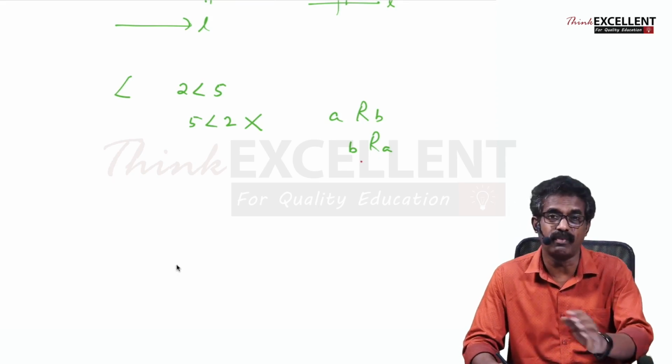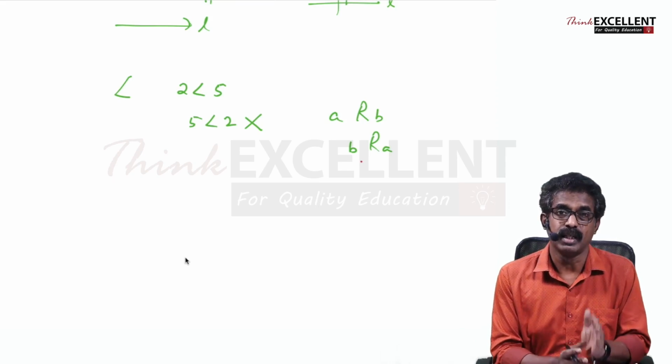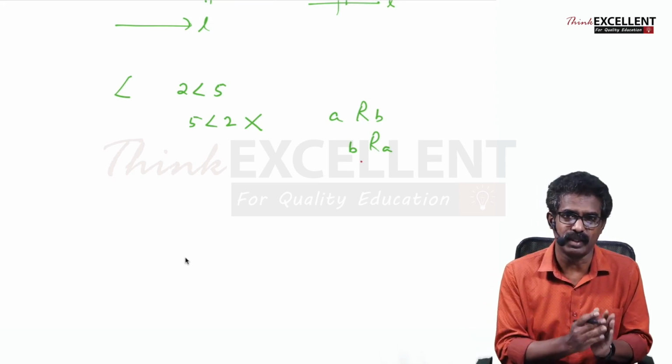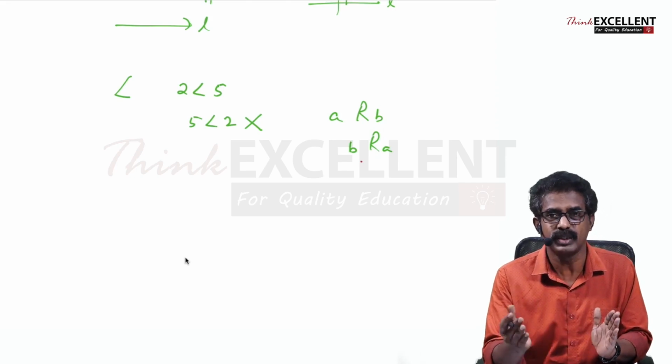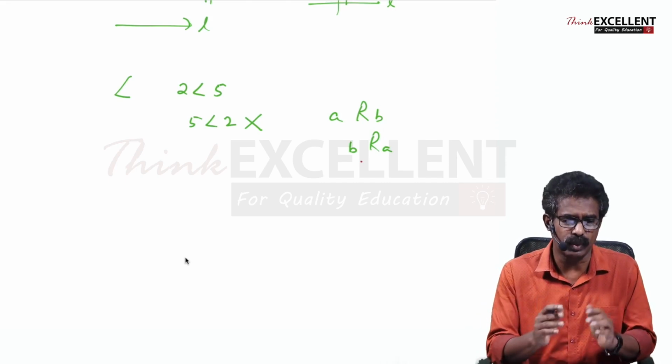Symmetric relation. So reflexive means every element is related to itself. But symmetric means if A is related to B, then B must be related to A. If A is the friend of B, then you check whether B is a friend of A or not. If not, don't worry about it. Okay? So that's the only condition.